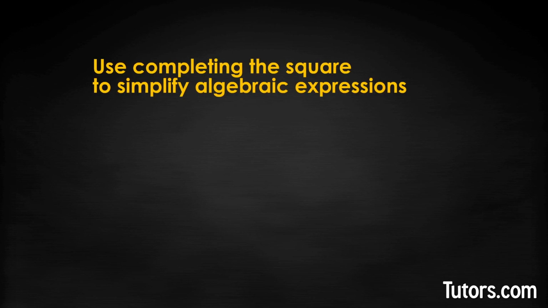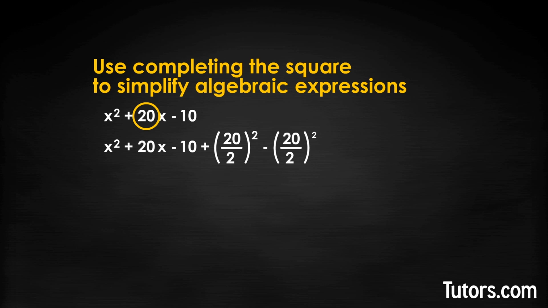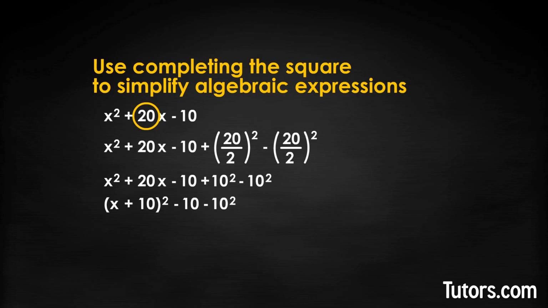Now let's see how you can use completing the square to simplify algebraic expressions. Here is a straightforward example with steps. First, divide the middle term, 20x, by 2 and square it. Then both add and subtract it to get x squared plus 20x minus 10 plus 20 divided by 2 squared minus 20 divided by 2 squared. Then simplify the expression. After simplifying the expression, you should end up with x plus 10 squared minus 110.